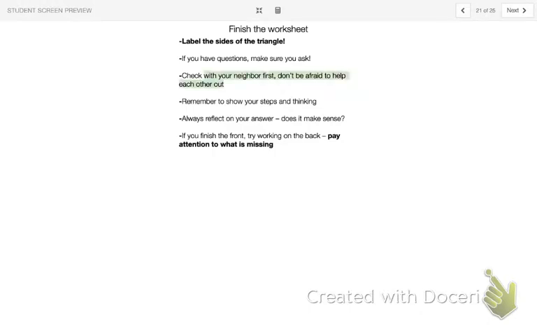Make sure you check with a neighbor. You guys can work with your neighbors. Remember to show your steps and your thinking. Reflect on your answer. Does it make sense?